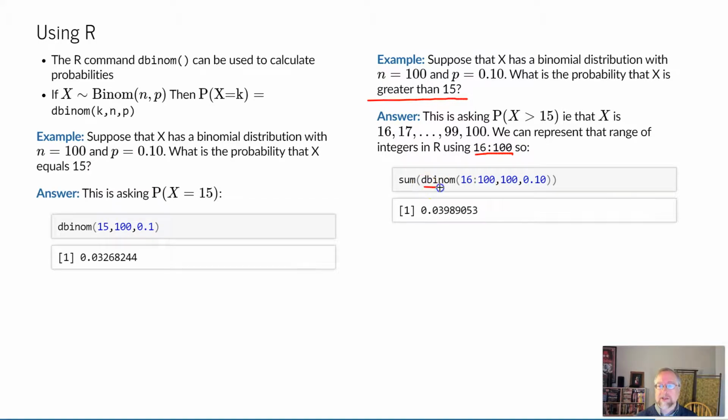And so if I didn't have that sum on the outside, this would list all 85 of those different possibilities: 16, 17, 18, 19, 20, 21, all the way up to 100. So I put the values I'm interested in, I put the parameter for n, I put the parameter for p. This would be a whole big long bunch of them, and then I use sum to add them up. And you see, it's actually pretty close to the probability of getting 15 exactly. 0.0398, so about 4%. The probability that x is greater than 15 under this scenario is about 4%.